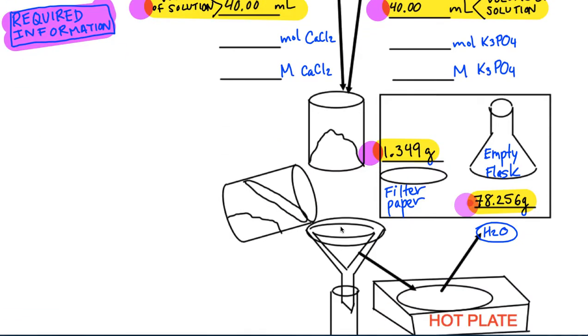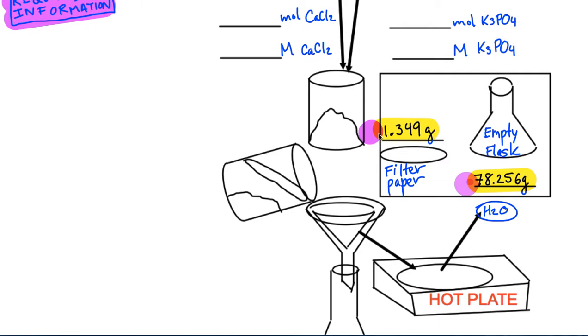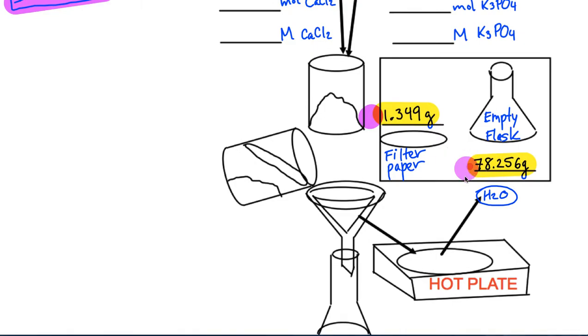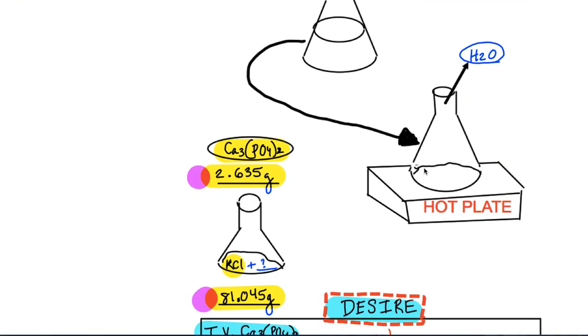You would also need to know the mass of your filter paper, which was 1.349 grams when it was empty. You would also need to know the mass of your empty flask, which was 78.256 grams. That is given to you, but you would need to know these things in order to solve the problem.